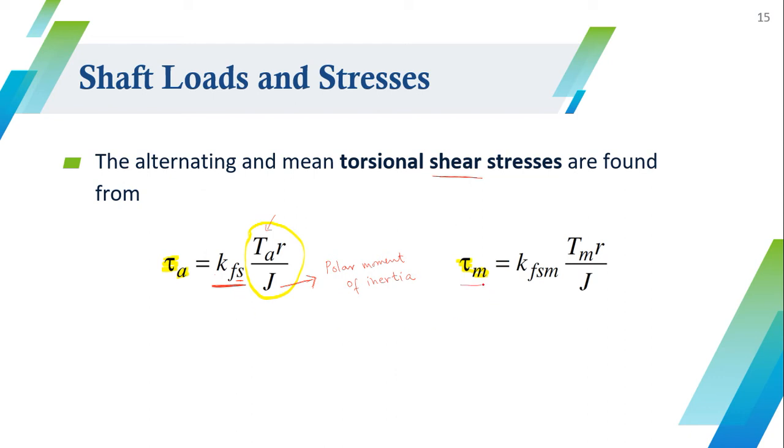On the mean side, we have the factor KFS, and then we have added M for mean. The rest of the formula is similar, except that here we have the mean component of torque, right? And here we add the alternating component of torque. So we will always have these two values.